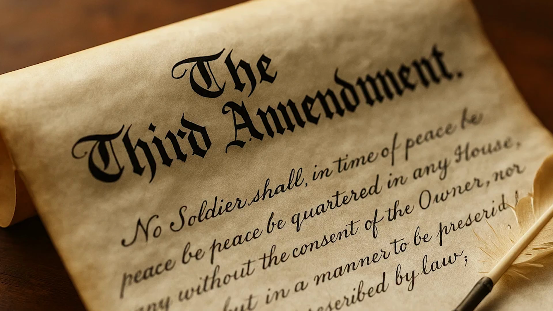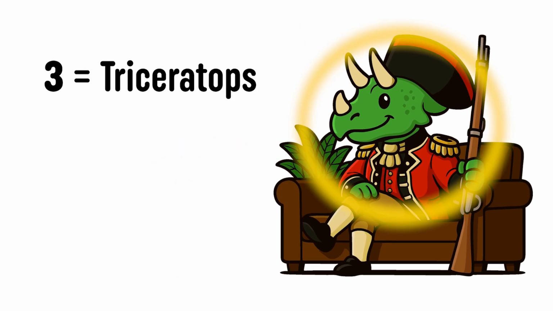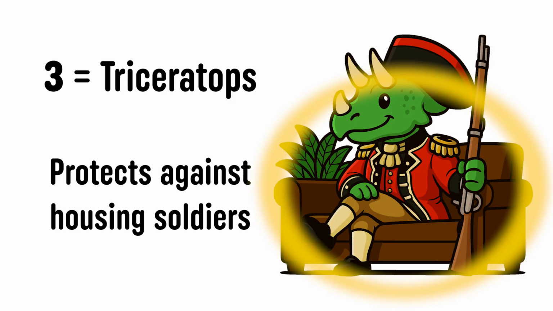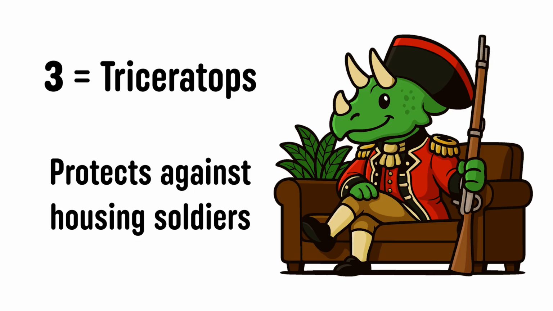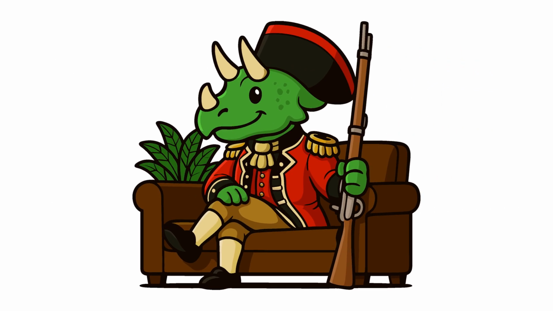The Third Amendment protects against having to house soldiers. This image represents the Third Amendment. The number 3 is represented by a triceratops because triceratops have 3 horns. Next, we have to create a picture to represent the Third Amendment. A soldier sitting on a couch represents housing a soldier. If we picture a triceratops dressed as a Revolutionary War soldier sitting on a couch, we will forever remember the Third Amendment. This image will be burned into your mind forever every time you think of the Third Amendment.